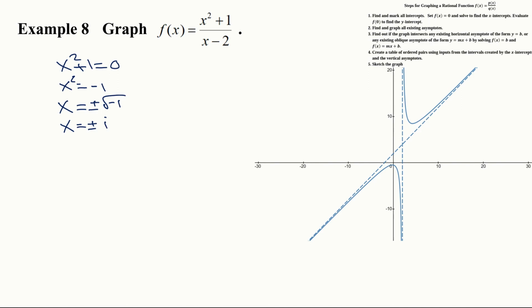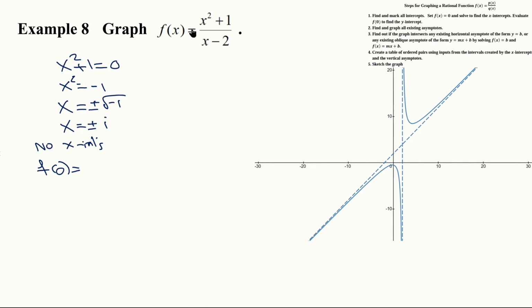So we do not have any real zeros for the function or solutions for this equation. So that means we don't have any x-intercepts. We do have a y-intercept, that's just f of 0.